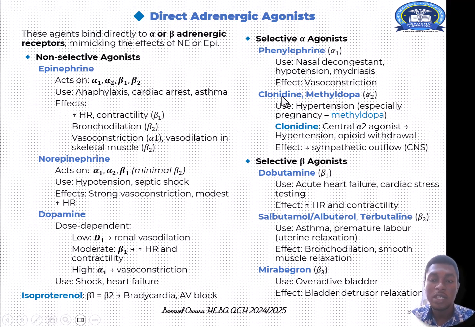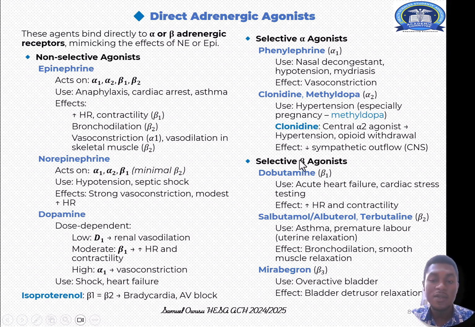Okay, then we have clonidine and then methyldopa. Methyldopa is used in managing hypertension in pregnancy. This is something you want to remember in exams. Methyldopa for managing hypertension in pregnancy. Then we have clonidine. Clonidine is centrally acting. It acts on the alpha 2 receptors as an agonist and is used in the management of hypertension and opioid withdrawal. The effect is that it tends to decrease sympathetic outflow in the central nervous system.